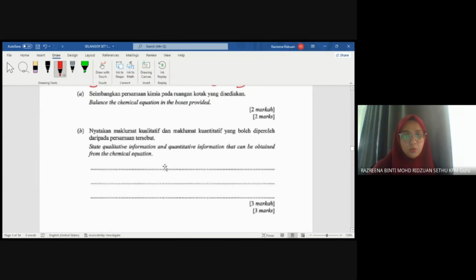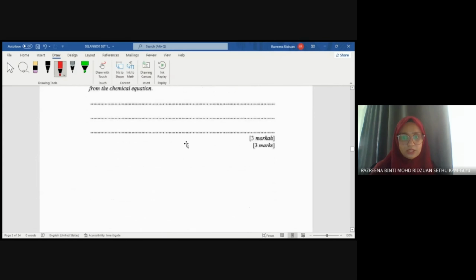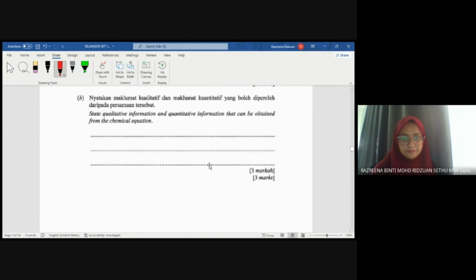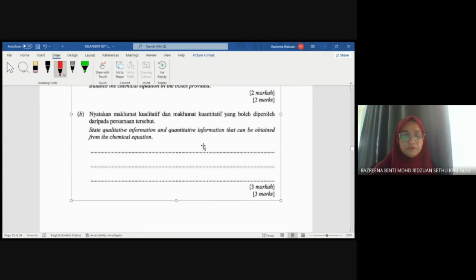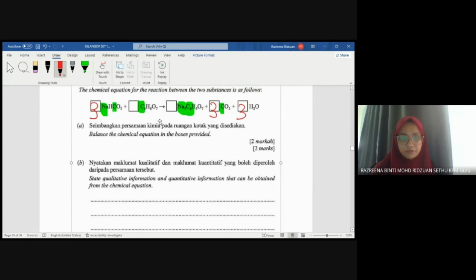Next, state the qualitative information and quantitative information that can be obtained from the chemical equation. So from here, qualitatively, you can talk about who are the products and who are the reactants. Who are the products, 1 mark, who are the reactants, 1 mark. When you want to write quantitatively, 3 mole. How many moles are involved? 3 moles of NaHCO3 react with 1 mole of this to produce 1 mole of that and that.